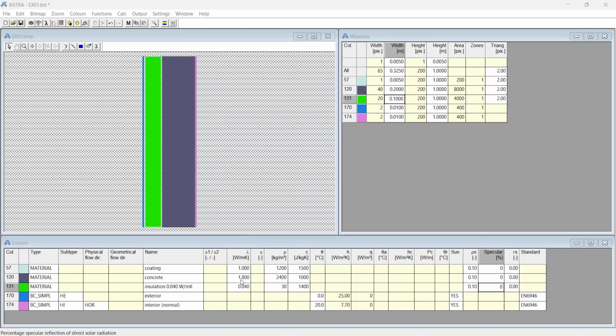The properties such as lambda, which is conductivity, C specific heat, θ global temperature, H global surface heat transfer coefficient, Q heat flux, θ air temperature, Hc convective heat transfer coefficient, θ R radiation temperature and ρs solar reflection factor can each either have a constant value as in BISTRA or a dynamic value using functions which are defined in the functions window.